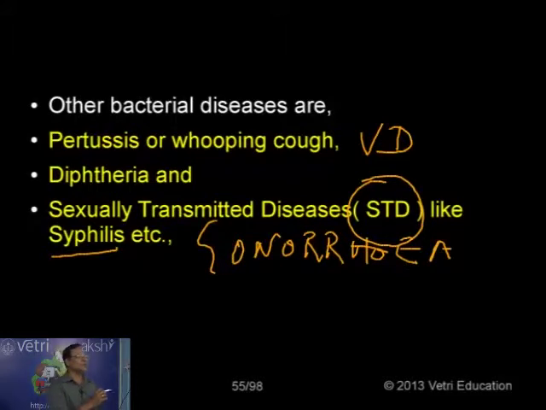Suppose the pregnant mother is infected with syphilis. If she gives birth to a young one, the newborn child is blind. This is because of the bacterium which causes blindness in the newborn child. So anyway, we have those diseases which are transmitted by means of sexual contact, called sexually transmitted diseases, formerly called VD or venereal disease. Examples are syphilis and gonorrhea.